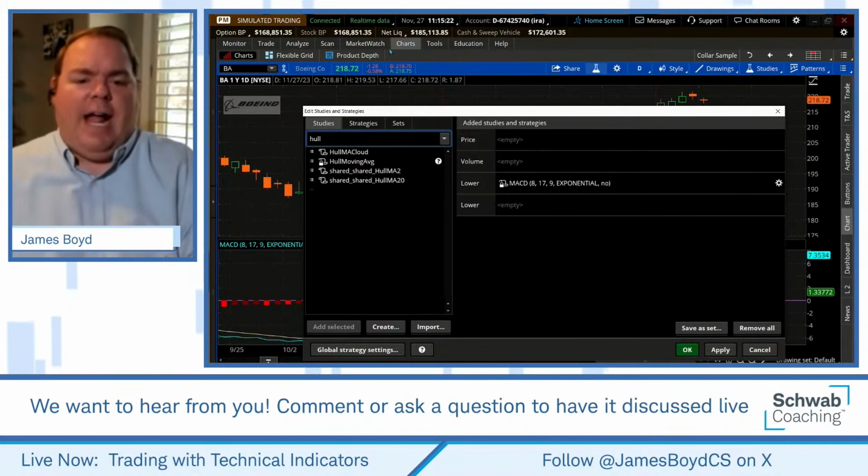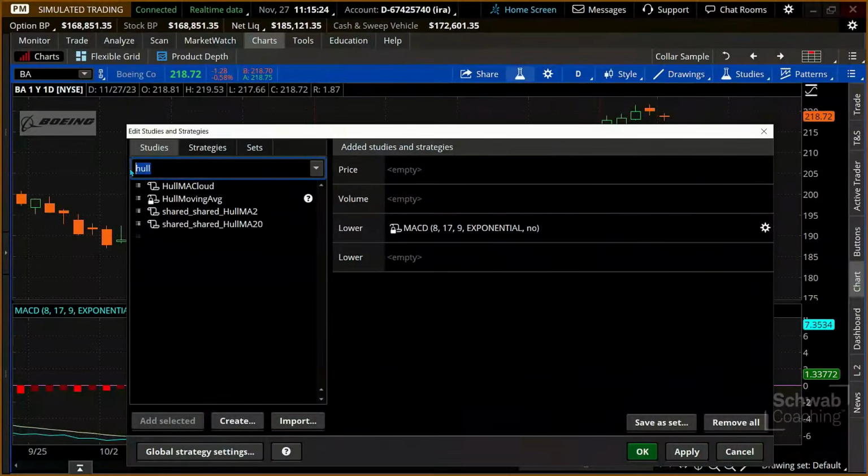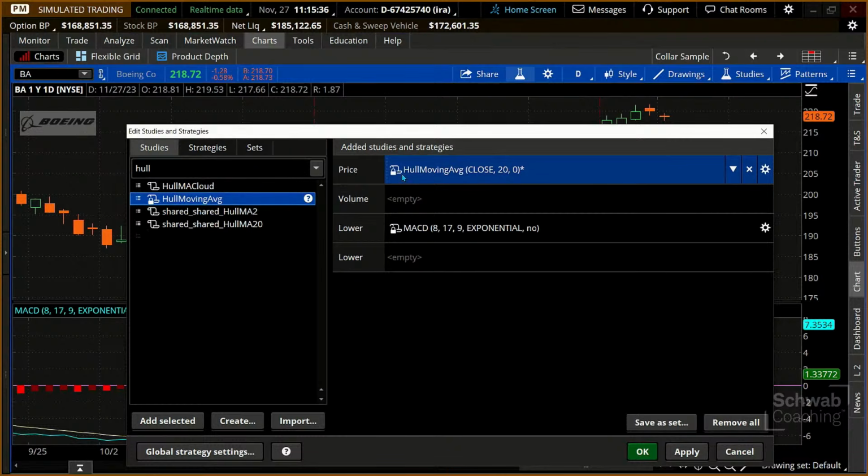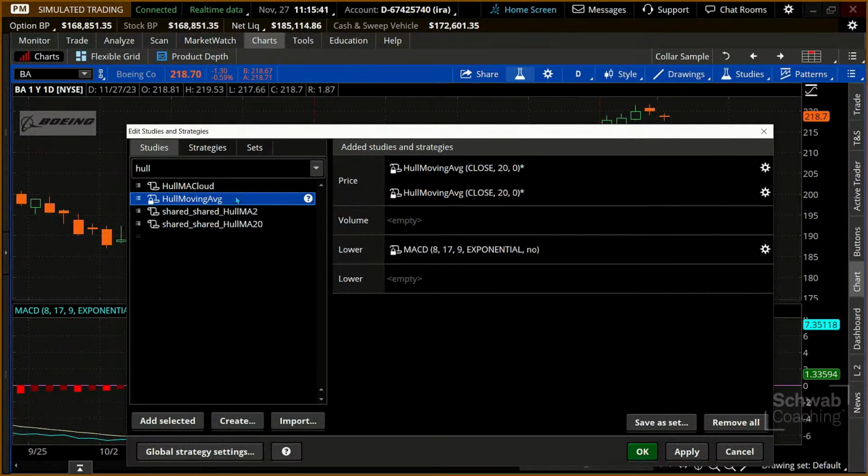We're going to type in Hull moving average, okay? Just type in Hull, and it's right there. If you don't know what it is or didn't see that class from three weeks ago, click on the question mark, it'll tell you about it. If we click on that, it puts the Hull moving average right there. I'm going to click on it one more time, and it's going to put another one. Just like we talked about three weeks ago, we go over to the right-hand side and click on that gear.